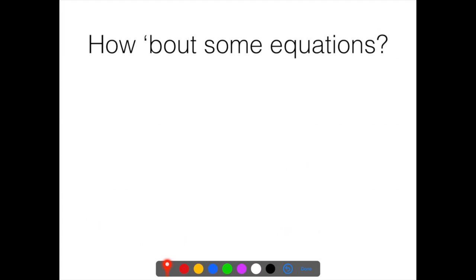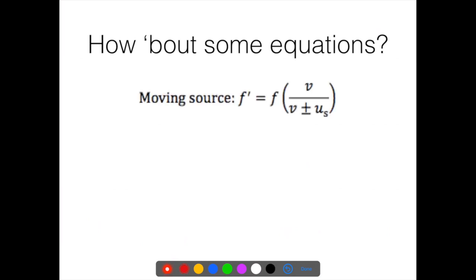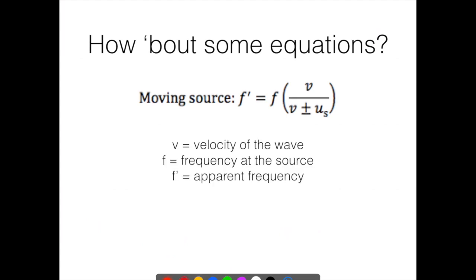One is that the source is moving, and the other is that the observer is moving. So if the source is moving, the original F is right here. We've got F, which is the frequency at the source, that's the original frequency right here.